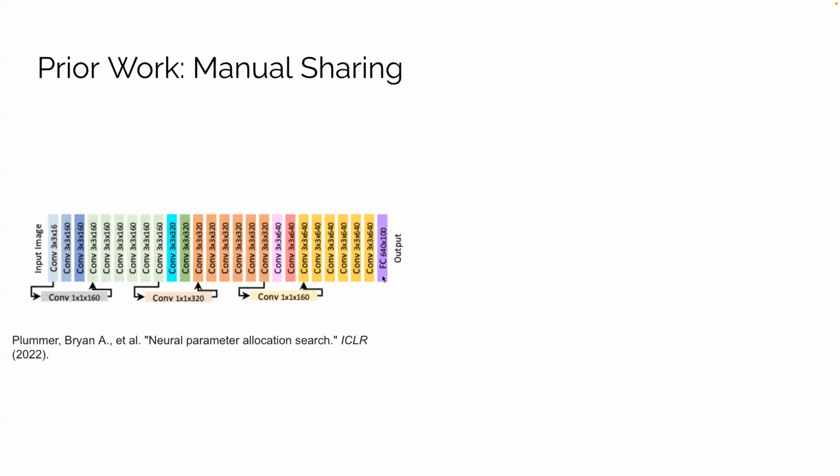Prior work in parameter sharing can be divided into two groups: manual sharing and automatic sharing. In manual sharing, the user annotates which layers share weights, illustrated in this illustration where the layers which have the same colors share weights.